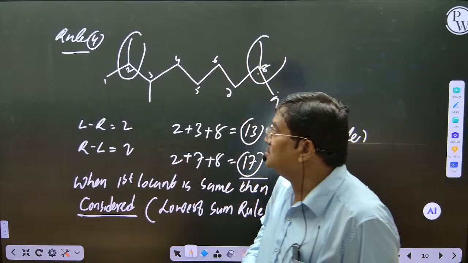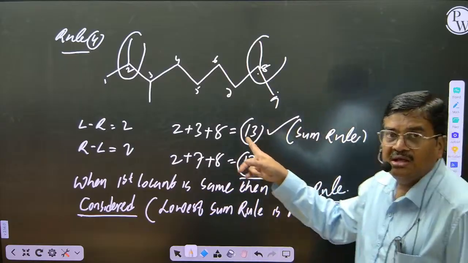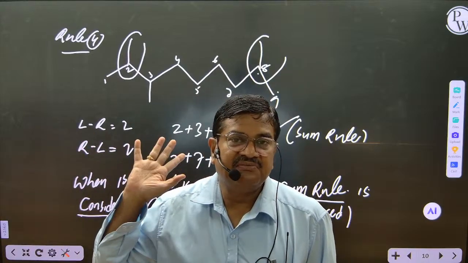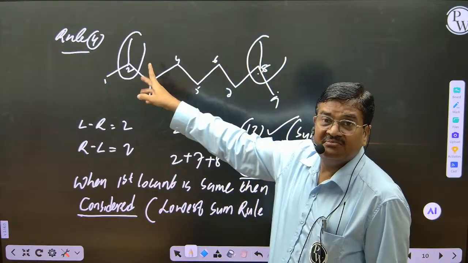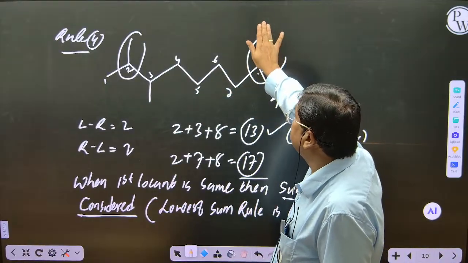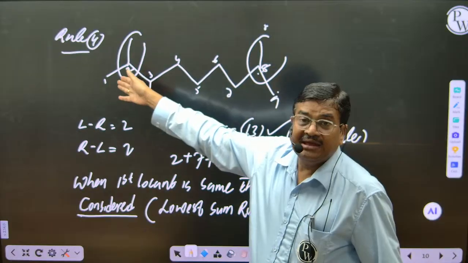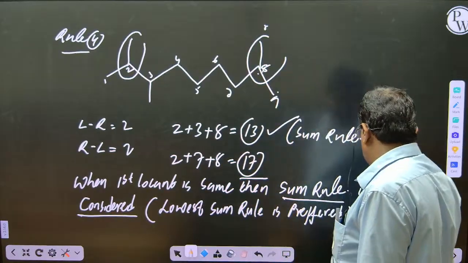Following, students, this is rule 4. Now write rule 5. Clear for all? So the sum rule, when do you go for sum rule? When the first locant comes the same. First locant means the substituent in both cases is coming the same. Suppose the 8th position is not there, then no need to see the sum rule. Directly I can give numbering from left to right. Right? Rule 5, right?